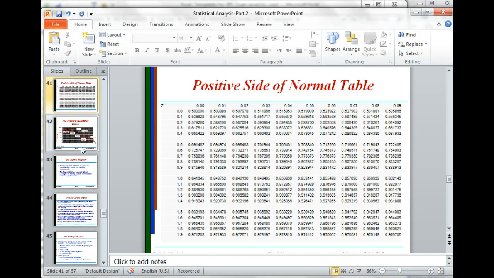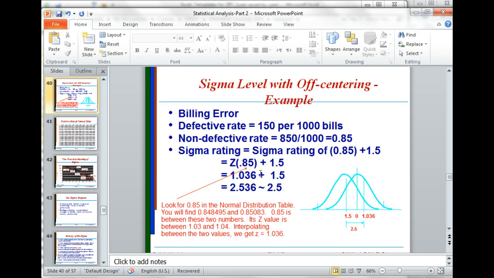Okay, so if I go back, you see that I interpolated and I got 1.036. The z value corresponds to the x-axis of a unit normal distribution, and then I'm going to add the 1.5, which is my tolerance, to it. So this process is a 2.5 Sigma process. Okay, so now you can calculate the Sigma performance of any process that you have.